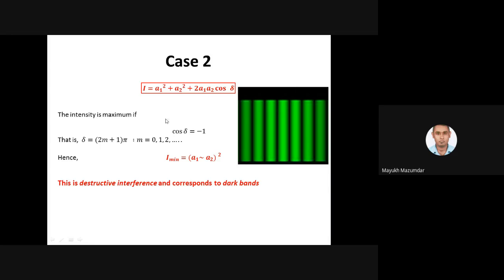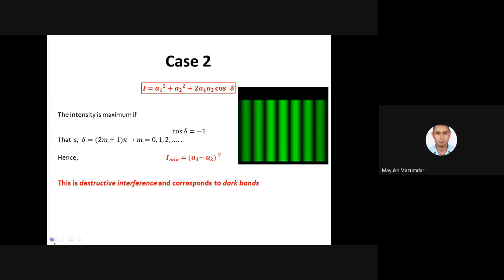Anyway, with the same equation, now I can say that the minimum value of cos theta is -1. When it is so, I would be getting I equal to a1 square plus a2 square minus 2 a1 a2. That is a1 minus a2 whole square. Now here is a catch. I don't know beforehand whether a1 is more or a2 is more. Are you getting my point?